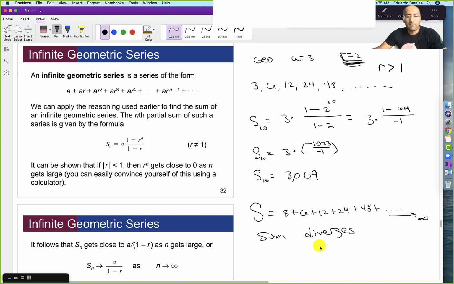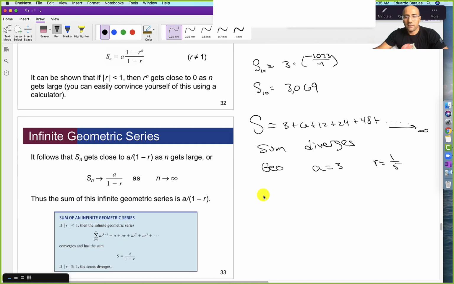Good. On the other hand, if we have another geometric sequence, say a equals 3, but this time r equals 1/5. Okay, so here's my list. It's going to be 3, and then the next number is going to be 3 divided by 5, multiplied by 1/5. Then the next number is going to be 3 divided by 25, and then the next number is going to be 3 divided by 125, and then the next. So here's my list of numbers.